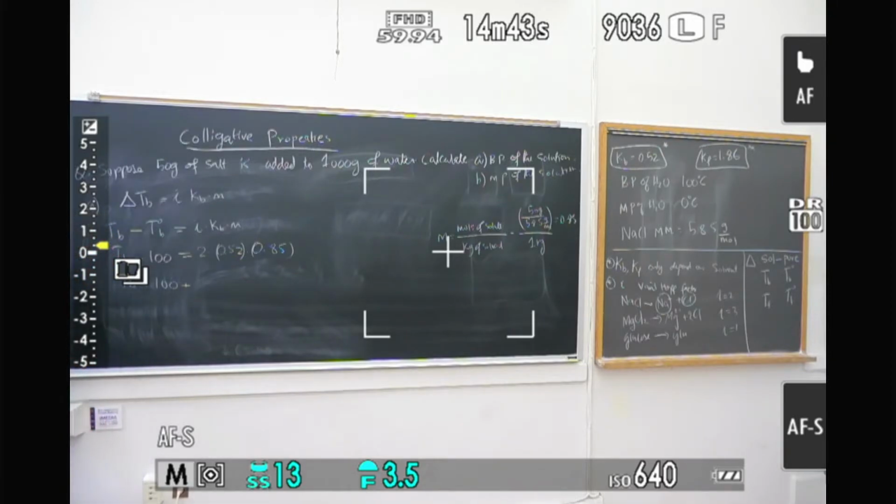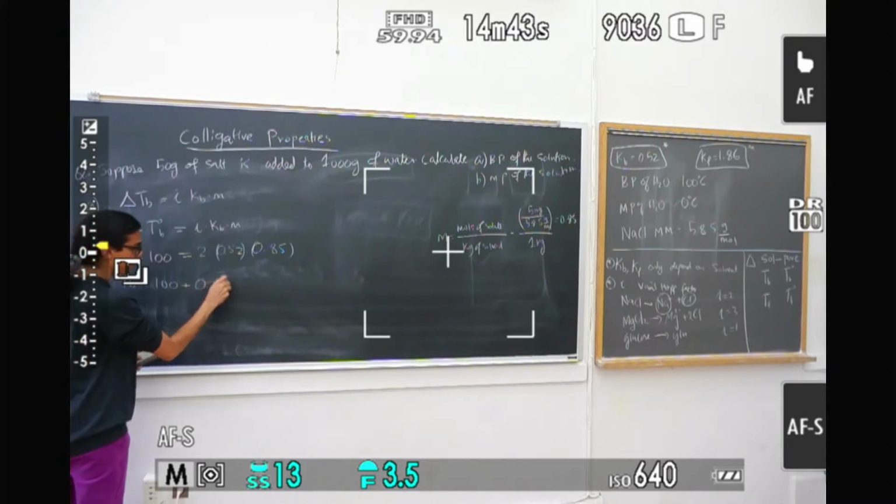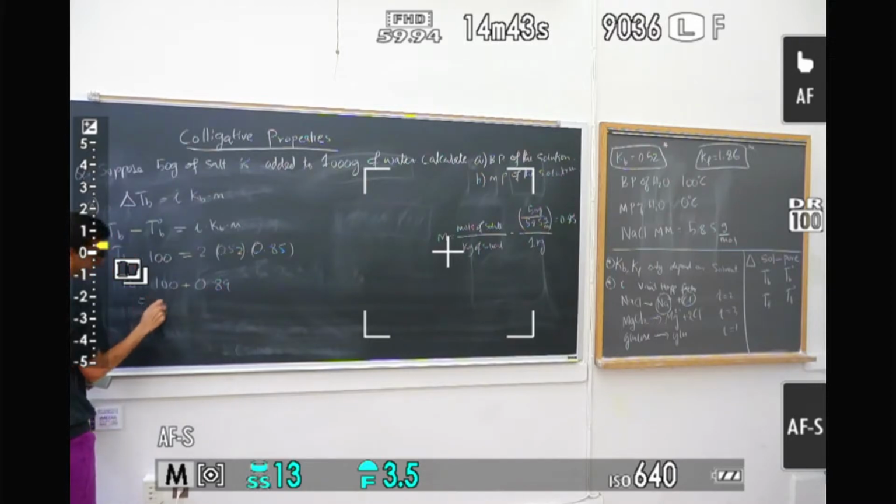What is that? Yes, 0.89. So it's 100.89 degrees Celsius. Higher than 100 degrees Celsius, not that much higher, right? So the effect is there.